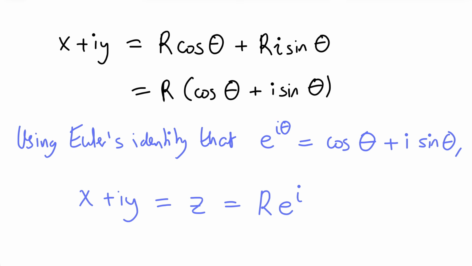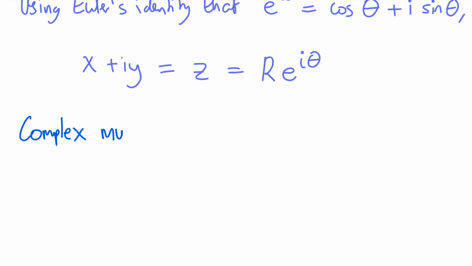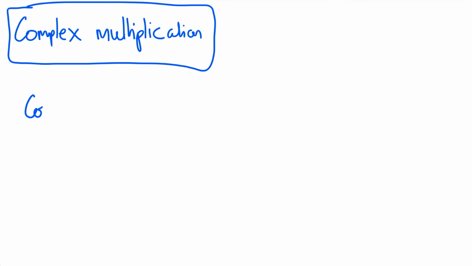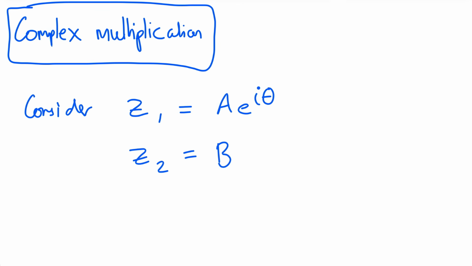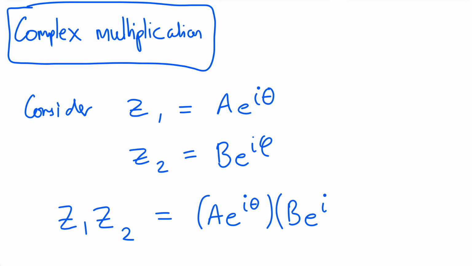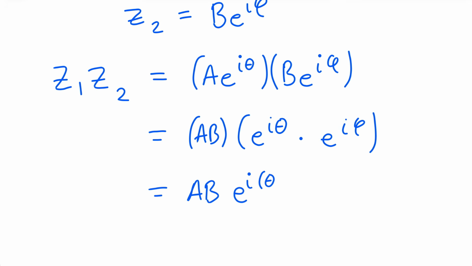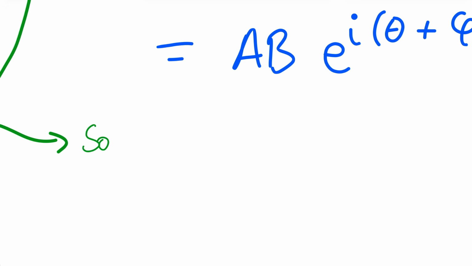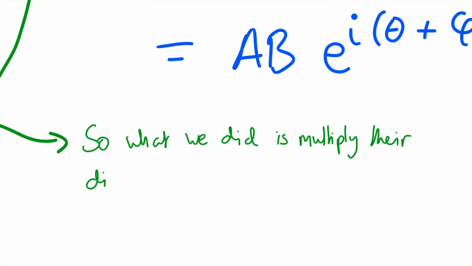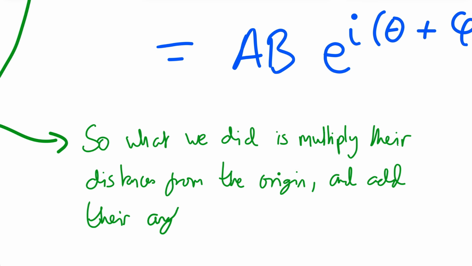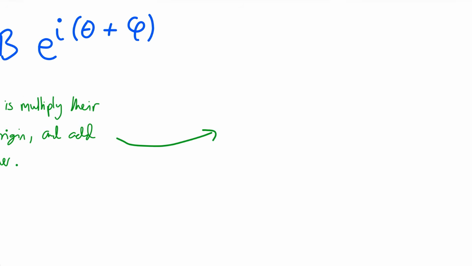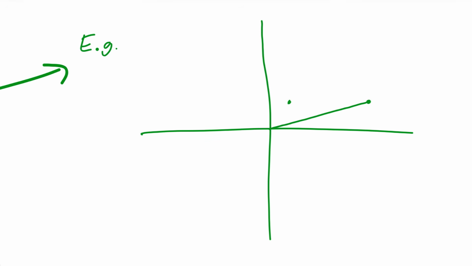And now we can use this representation to think about what multiplying complex numbers means. So let's consider 2 complex numbers, z1 and z2. If we multiply the two of them together, we get z1 times z2 equals a times e to the i theta times b times e to the i phi, and when you simplify all that down, you get a times b times e to the i theta plus phi. So remembering that a and b are the distances of the points away from the origin, what we've just shown is that when you multiply the complex numbers together, you multiply their distances away from the origin and you add the angles together, just like in this diagram.